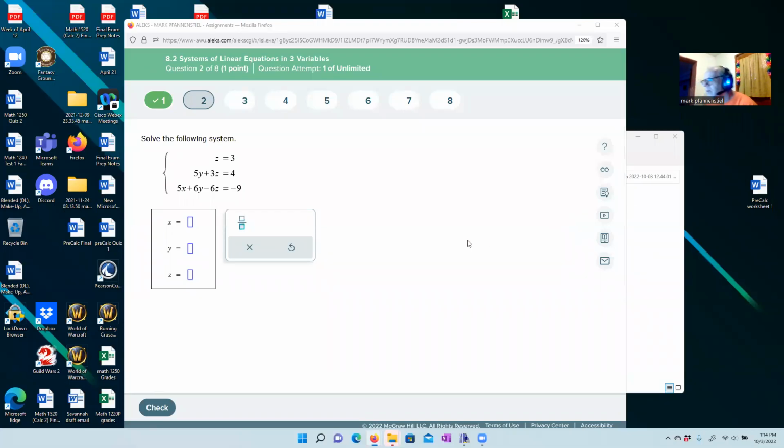All right, welcome back to pre-calculus. We are continuing our discussions on systems of three equations. This is just number two, and they pretty much gradually take us up through the levels of difficulty here. So this problem says solve the following systems, but this is already in what we would call lower triangular or upper triangular format.